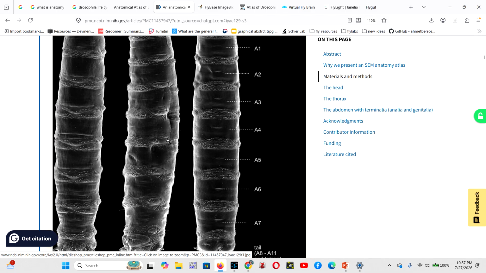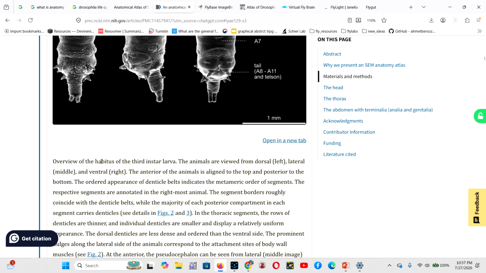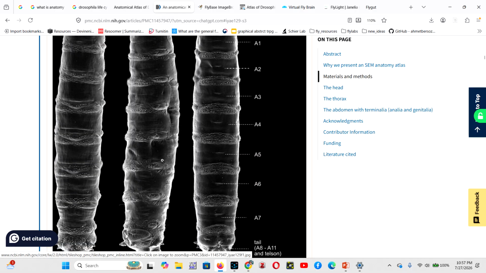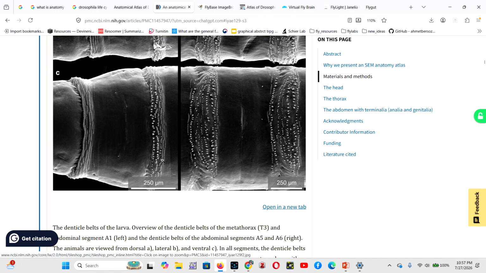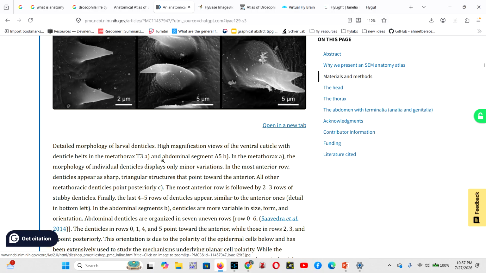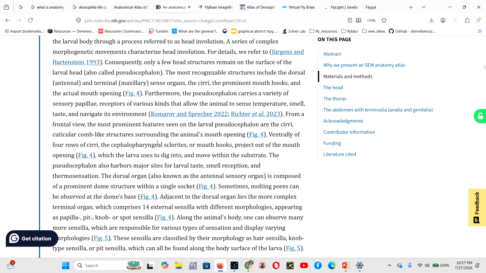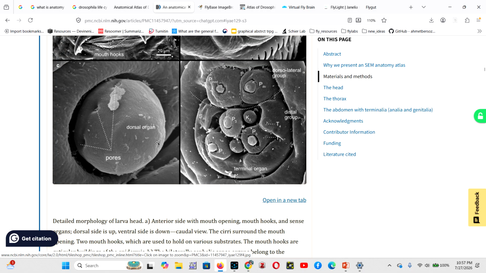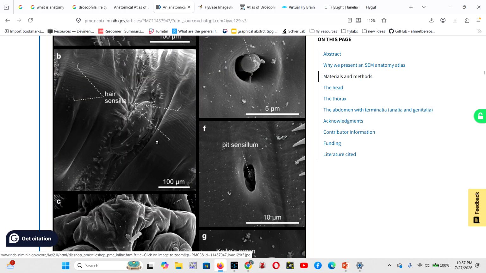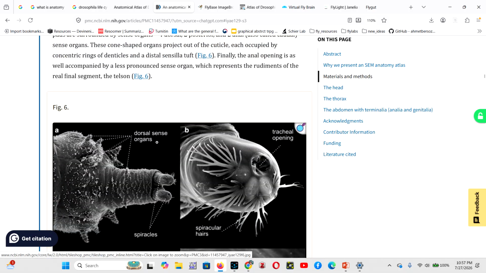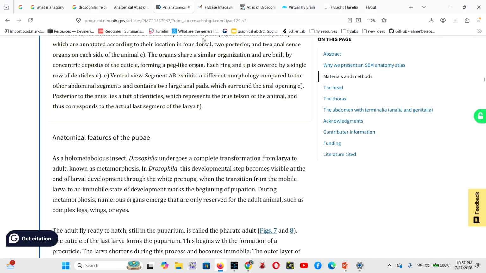Here, this is figure one, which explains the habitus of the third instar larvae, and then we have figure two, which is again about the larvae, and then figure three, which is about the denticles, these spine-like structures. It has a lot of good images, and I think this is one of the best papers if you want to know about the anatomy of Drosophila.